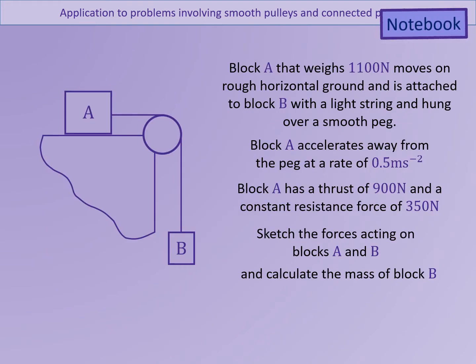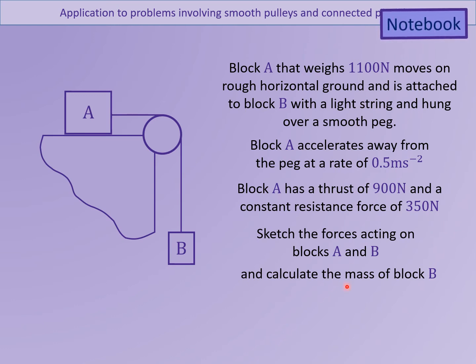We're now going to consider a situation where block A is sitting on a rough horizontal surface. Remember that rough means that there is friction. It is attached to block B with a light string hanging over a smooth peg, and B is then hanging from this piece of string. Block A is accelerating away from the peg. This means there must be a force acting on block A, and in this case we are told that the thrust is 900 newtons. There is also a constant resistive force acting on A. This is from the rough horizontal surface. The constant resistive force is 350 newtons.